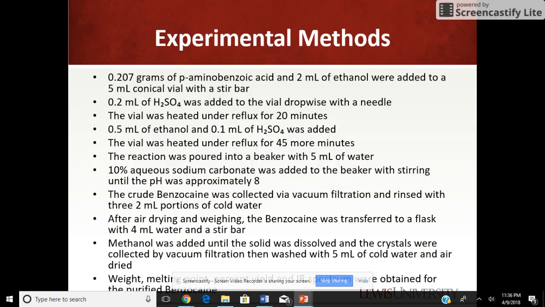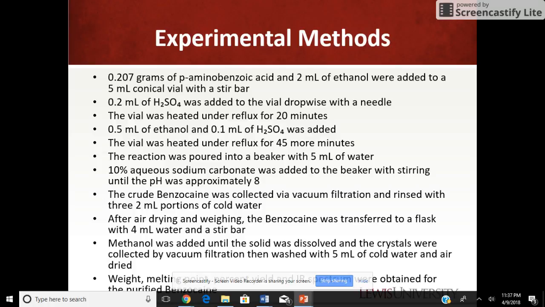So, not going to read this word for word, but basically, p-aminobenzoic acid and 2 milliliters of ethanol were placed into a conical vial. Then sulfuric acid was added dropwise through a needle into this vial, and the vial was heated under reflux for 20 minutes. Since we had a little bit of issue getting our solution to fully react and clear up, we had to add a little bit more ethanol, and then 0.1 milliliters of sulfuric acid were added. And then we actually had to heat it for 45 more minutes under reflux.